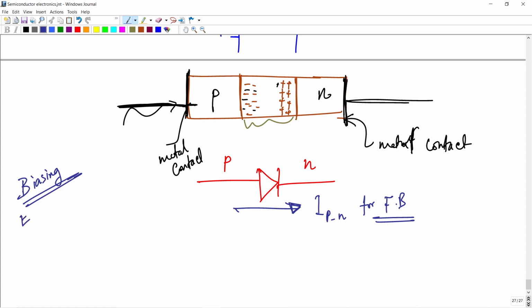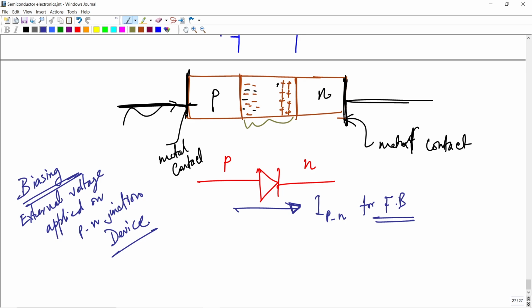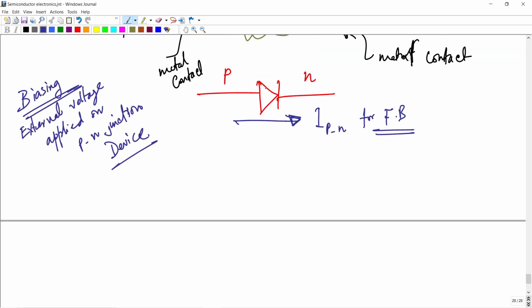External voltage applied on a PN junction device. There are two types of external voltage applied: either forward bias or reverse bias. There is a two terminal biasing. One is forward bias, the other is reverse bias.